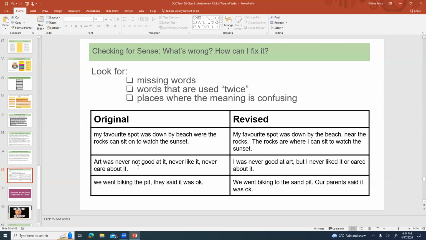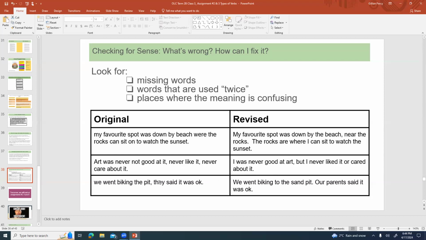"Art was never not good at it, never like it, never care about it at all." Okay, that's how I might talk to a friend, but it does not really work as academic writing, right? "I was never good at art, but I never liked it or cared about it." Or I could say "because I never liked it or cared about it," right? That sounds more like the kind of sentence I would write out of school, which is what we're doing, right?